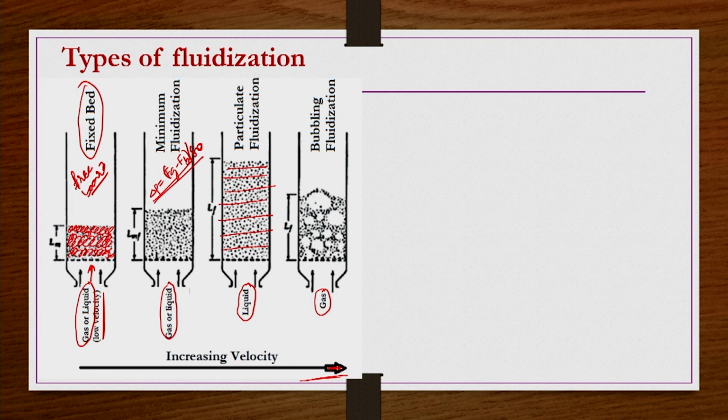That is, at any cross section, at any position within the expanded bed, the volume fraction of the particles and the volume fraction of the fluidizing medium or void space is going to remain almost constant. So, that we call a kind of particulate fluidization or smooth fluidization.